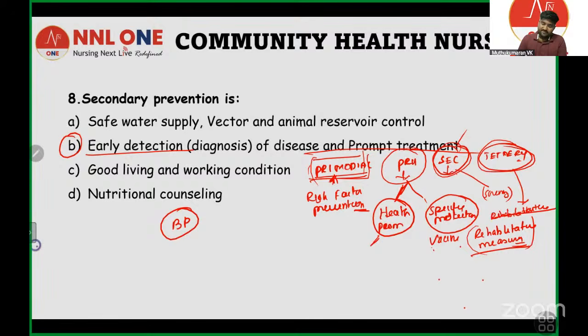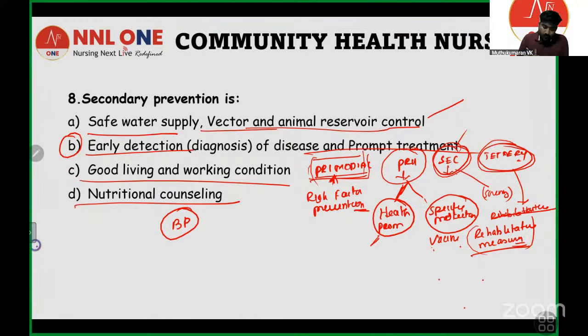So now here: safe water supply, vector, animal reservoir control. Now tell me which level of prevention is this? Good living and working condition. Nutritional counseling comes under which level of prevention? Nutritional counseling.